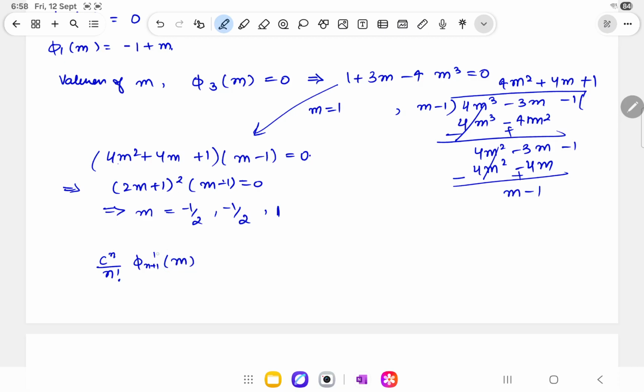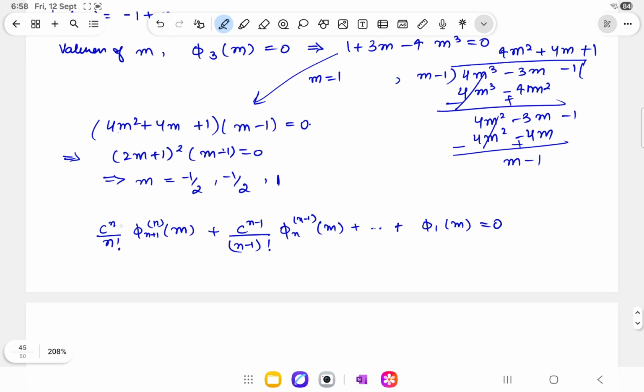It is n times derivative plus c raised n minus 1 by n minus 1 factorial phi n minus 1 times derivative plus phi 1 of m equals to 0. But in our case n is basically equals to 2. So if we solve it, the formula is basically n minus 1 factorial n minus 1, and here it comes as n. So n minus 2, n minus 2, n minus 2 and n minus 1 and so on.